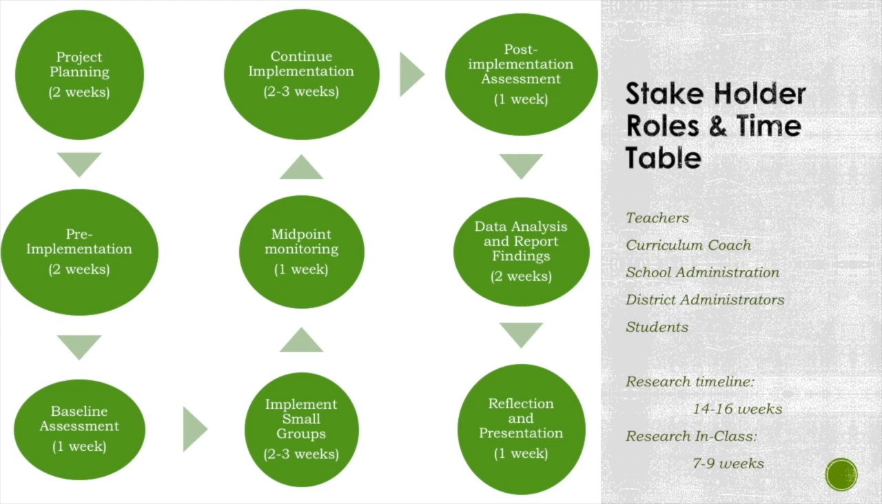The timetable for this study could vary depending on the school site, but we predict it would take 14 to 16 weeks for the whole course of the study, typically half the school year, with 7 to 9 of those weeks actually occurring in the classroom with the teachers practicing this small group instruction. To the left, you can see the stages of this research as we shift from the project planning to the pre-implementation, baseline assessments, implementing the small groups, the midpoint monitoring, continuing implementation, the post-assessment, data analysis, and then finally our reflection and presentation of our findings.